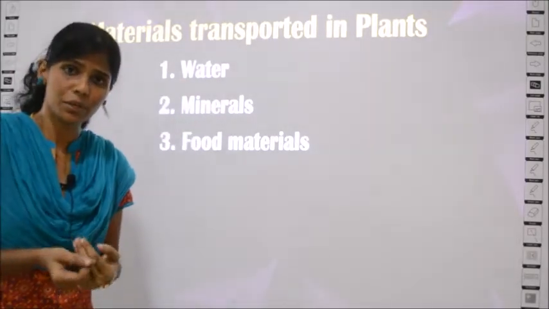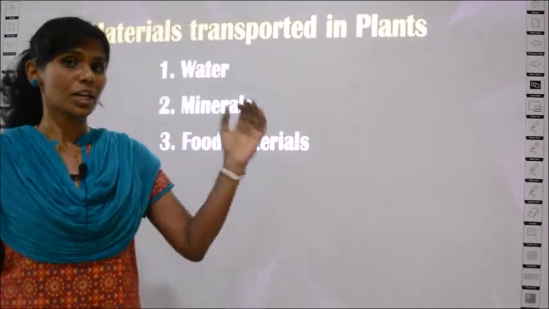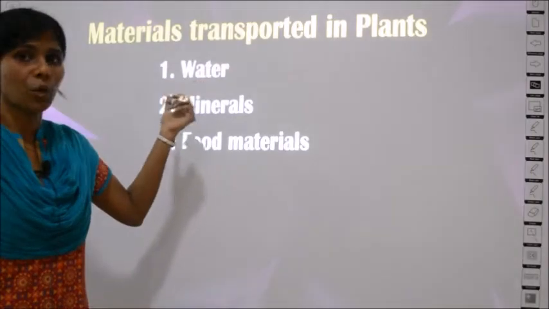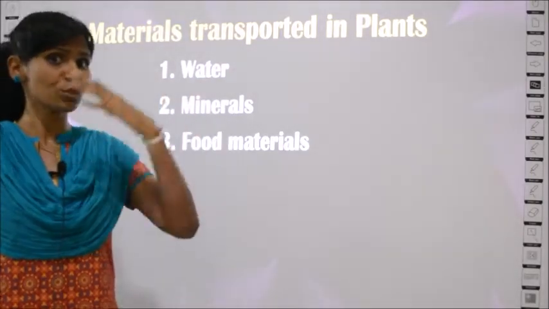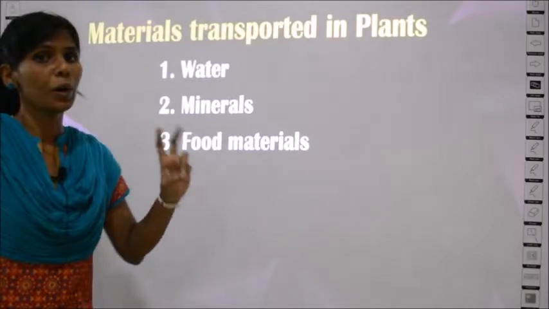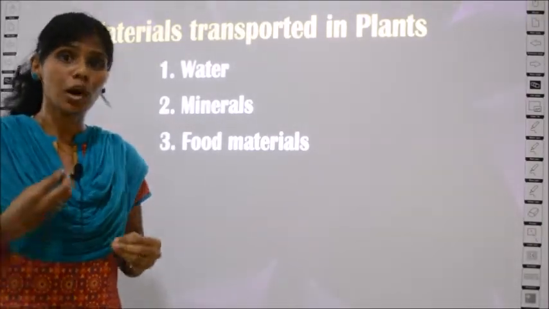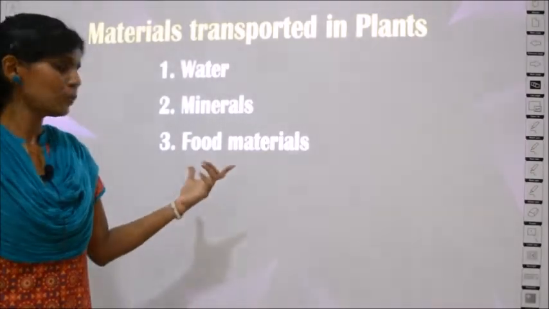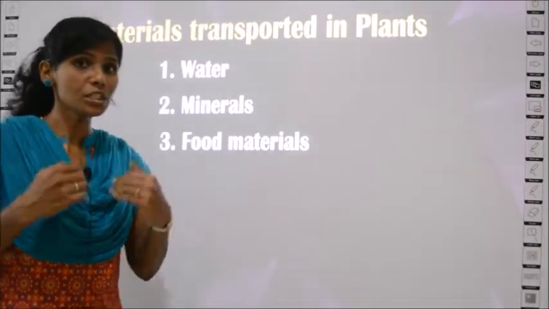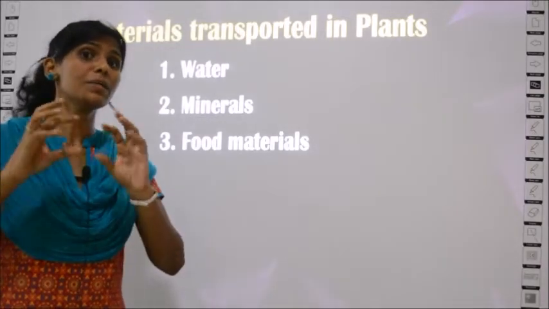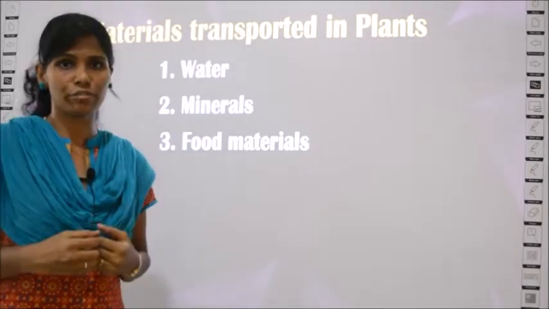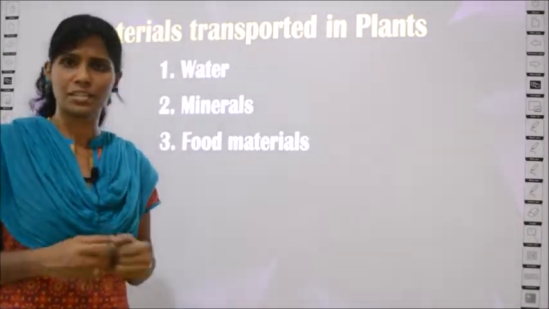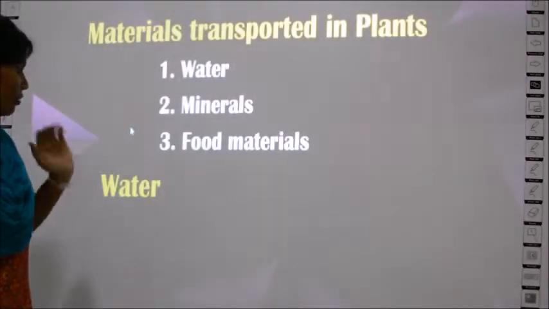Why does it need transportation? For the transport of three materials. What are those three materials? Number one, water. It has to move from roots to other parts of the plant. Number two, minerals. Minerals are dissolved in water first, then they move to other parts of the plant. And the third one, food materials, which are prepared by photosynthesis, have to be distributed to other parts of the plant. So these three materials are transported in the plants. Clear now? Then we'll go for the next step.